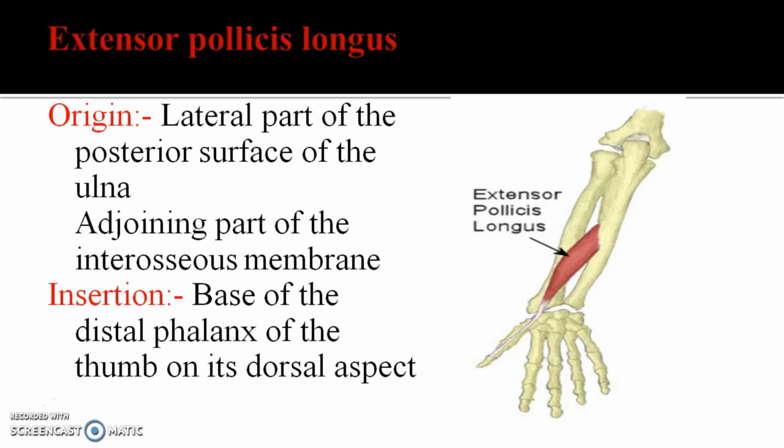Insertion is happening in the base of the distal phalanx of the thumb on its dorsal aspect. The brevis muscle is getting inserted into the proximal phalanx, while here it is getting inserted into the distal phalanx of the thumb on its dorsal aspect.